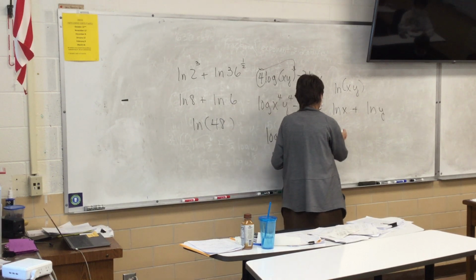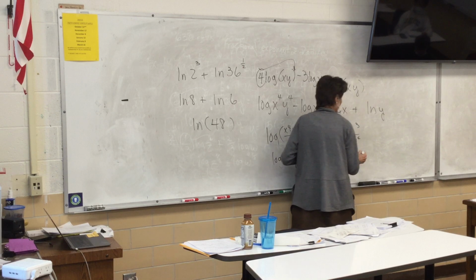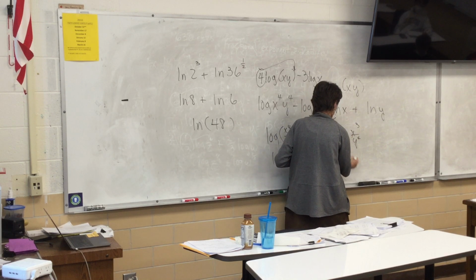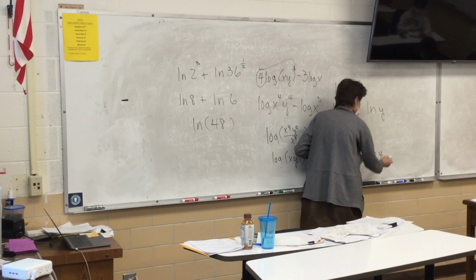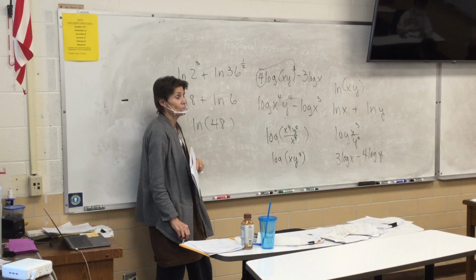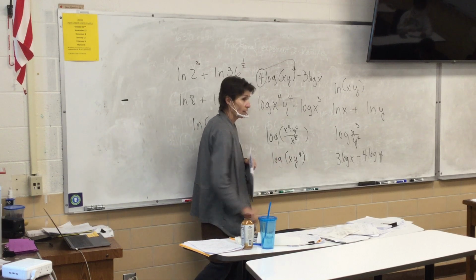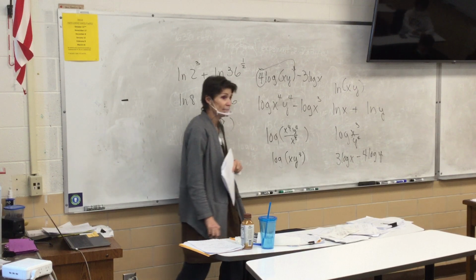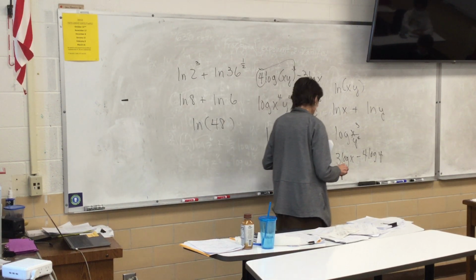How about b? What did I hear? I think I heard something right. 3 log x minus 4 log y. Very, very good. Now you can do that in 2 steps if you need to. Does everybody understand why we have a 3 and a 4 out in front there? Everybody understand why it's a subtraction? Perfect. All right, what about C?